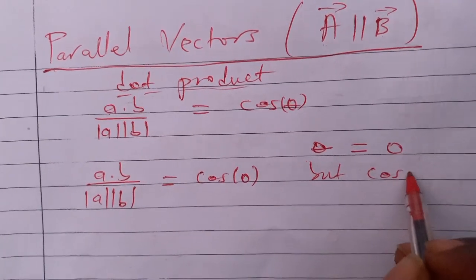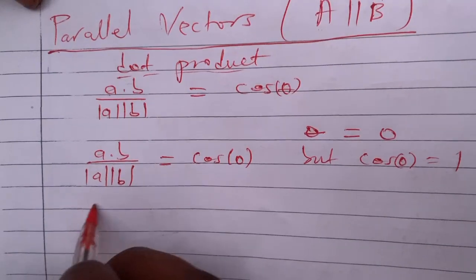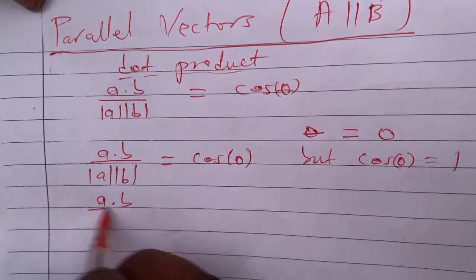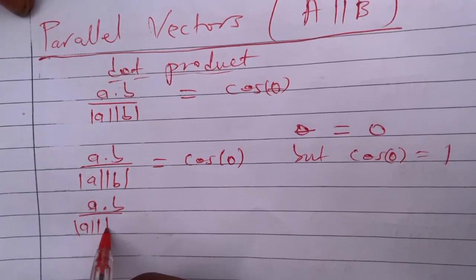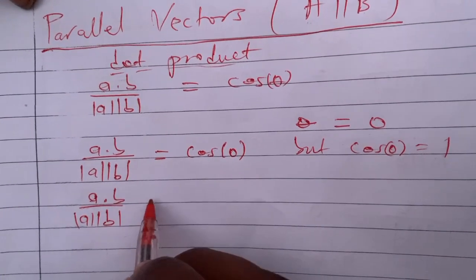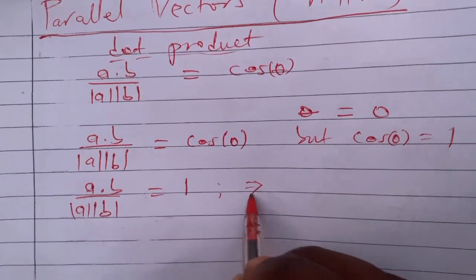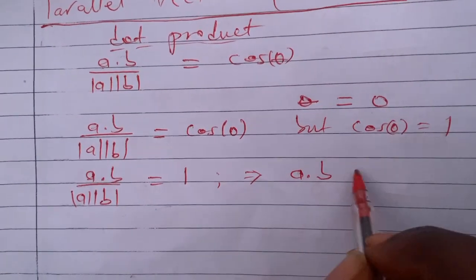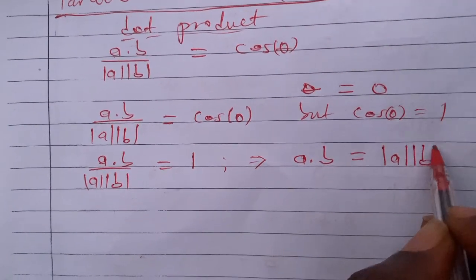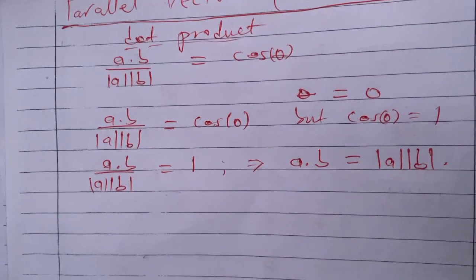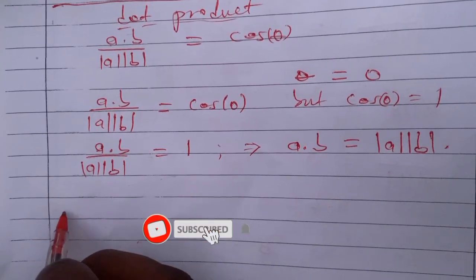But cos of 0 is equal to what? 1. If that is true, then we know that A dot B over magnitude of A times magnitude of B is equal to what? 1. This implies that A dot B will be equal to what? Magnitude of A times magnitude of B.